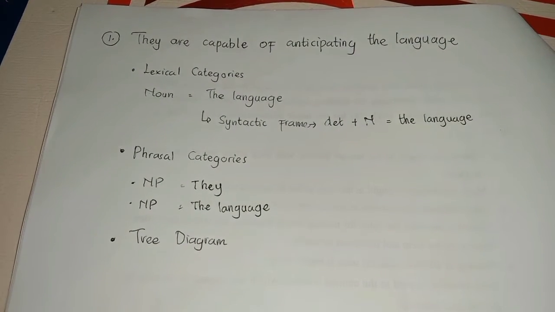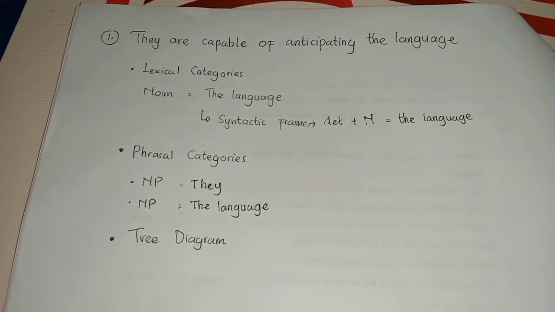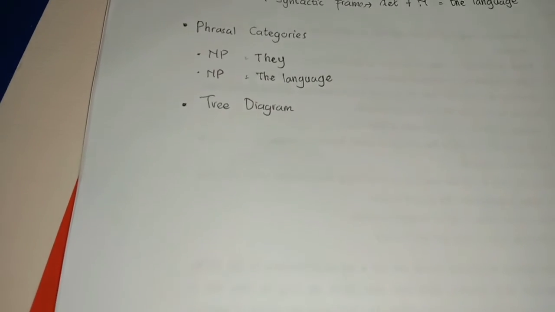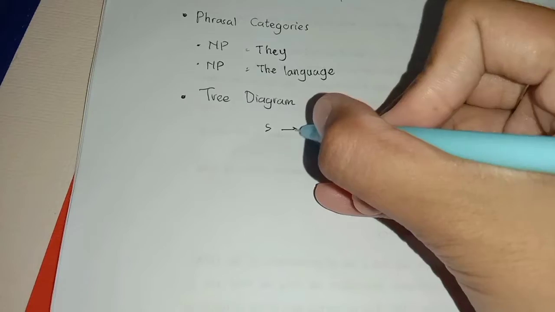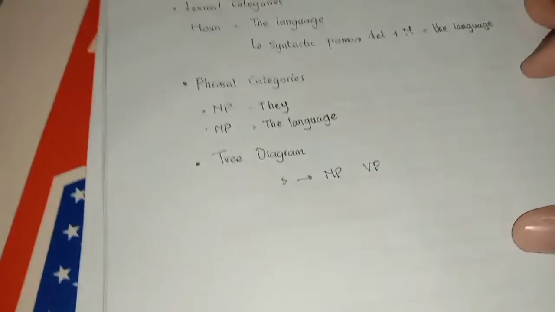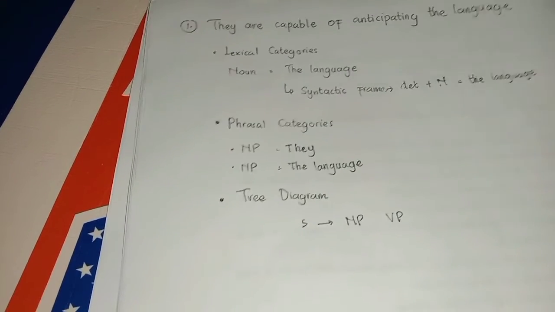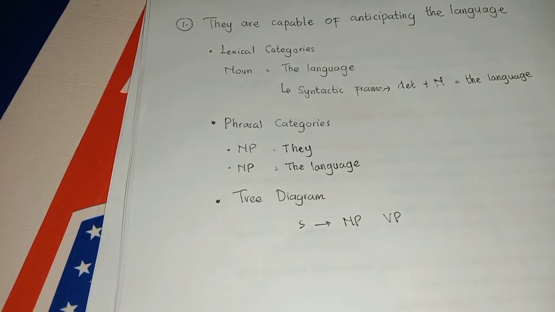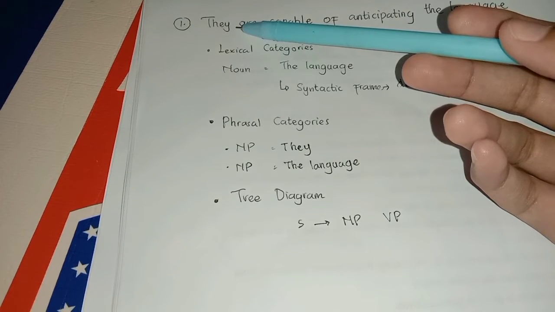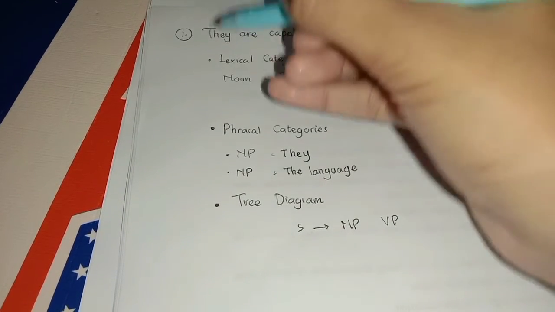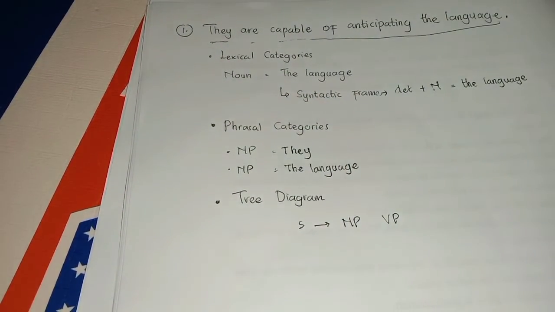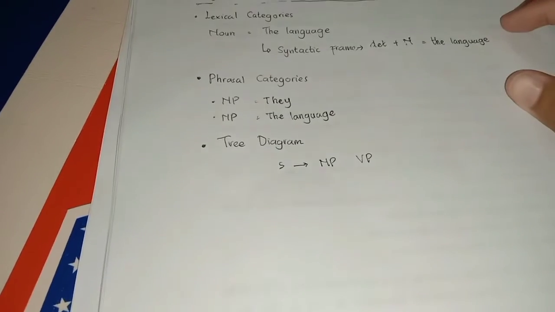After we know the lexical categories and phrasal categories, we are able to draw the tree diagram of this sentence. As we know, a sentence is always divided into noun phrase and verb phrase. From this sentence, they are capable of anticipating the language, the noun phrase is they, and the verb phrase is are until the last one. They is the noun phrase and are capable of anticipating the language is the verb phrase. So we can draw the tree diagram of this sentence.